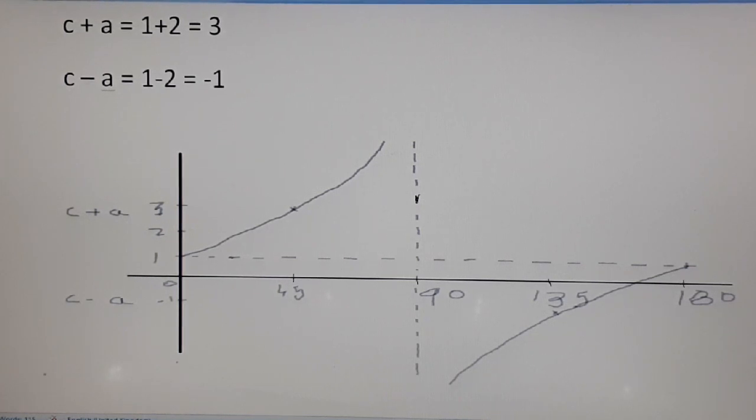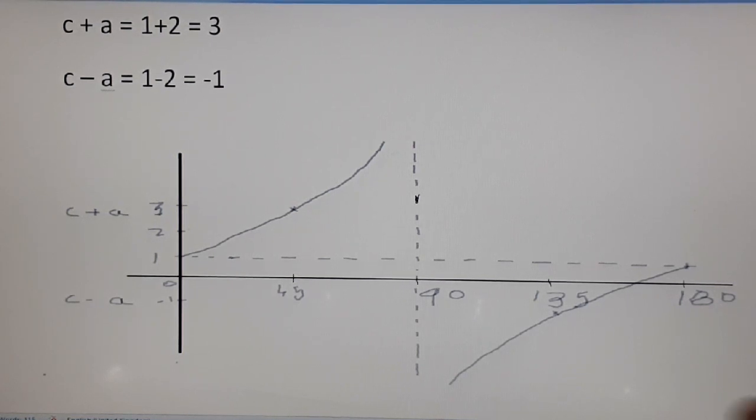Students, c plus a, 1 plus 2 is 3, and c minus a, 1 minus 2 is minus 1. These are not the maximum or minimum values, because I already told you that there are no minimum or maximum values in case of tangent theta, but these values will help us in sketching. So in all the examples, you have to calculate these values. Here the domain is 0 to 180. Similarly, the period of tan x is 0 to 180.